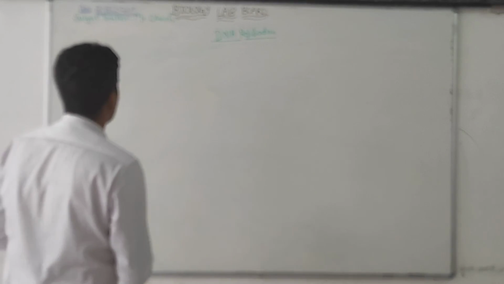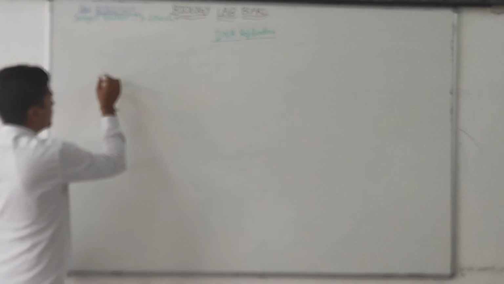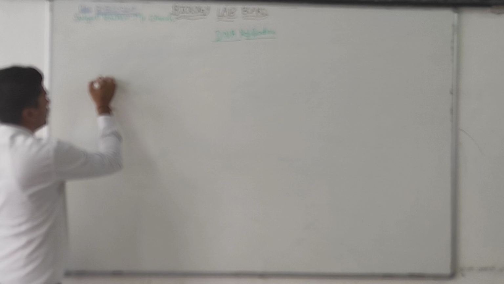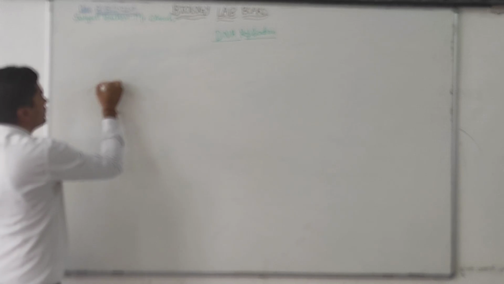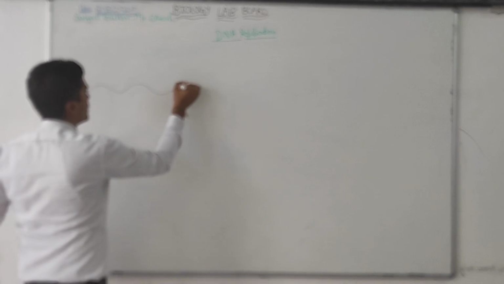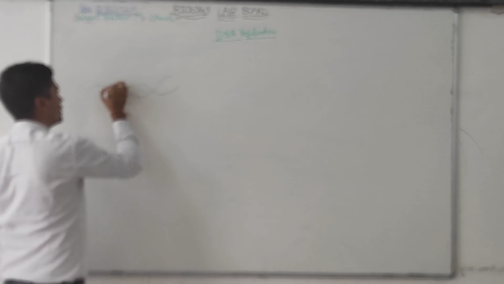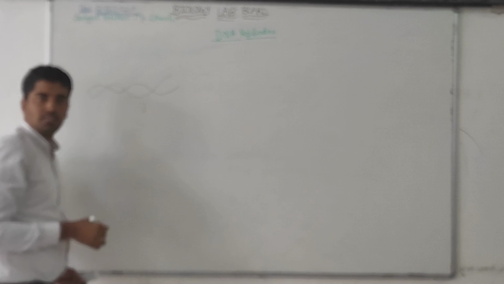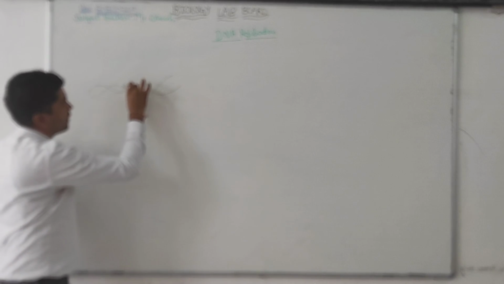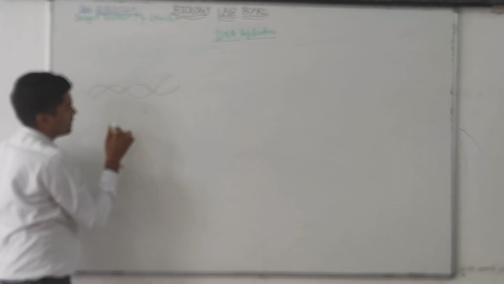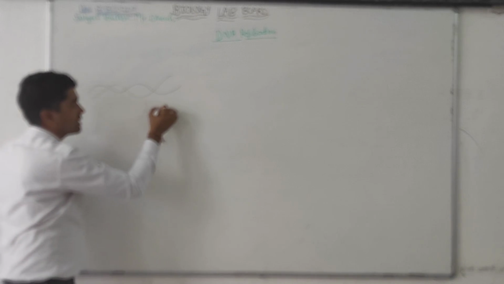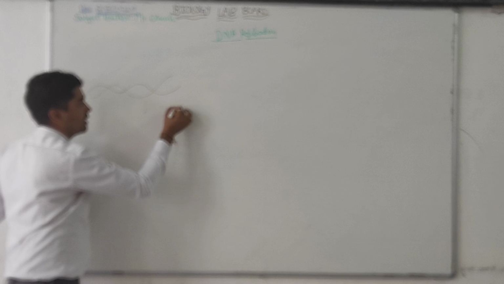So let's give a look at the process of DNA replication. Suppose this is our double strand in this pattern. Now for replication, this strand will open. For example, replication starts at this point. The point where replication will start is called the origin sequence.